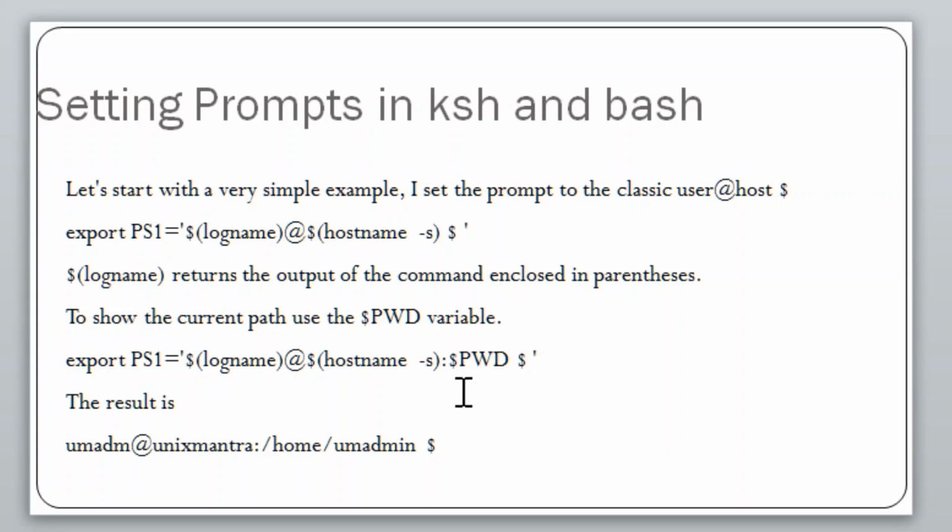Okay? And in this case, logname is going to return the output of the command in enclosed parentheses. So to show the current path used, we would use the pwd variable. So we do export PS1 equals logname, hostname, and then the pwd variable. And the result's going to be something similar to this. Let's go ahead and do that.